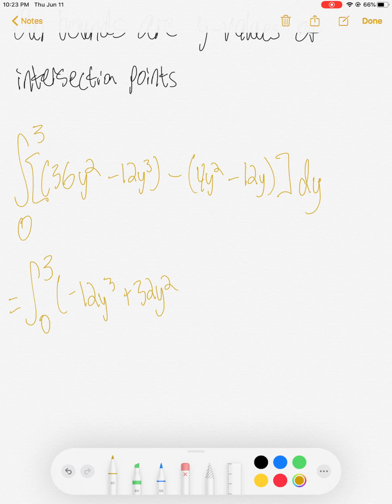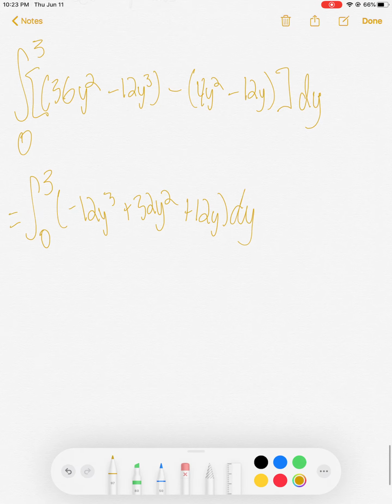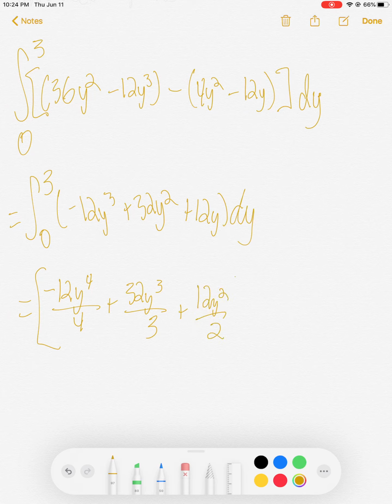Okay. So let's see, this becomes the integral from 0 to 3. Let me actually write it in descending order all the way. So I'm going to have a minus 12y cubed, then my plus 32y squared, then plus 12y, because I've got minus a negative, plus 12y, all of that dy.